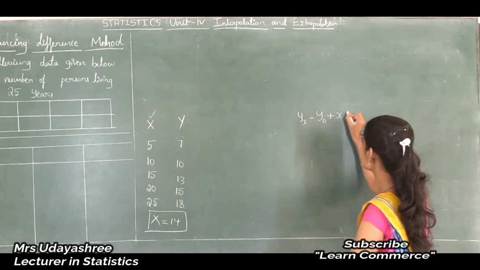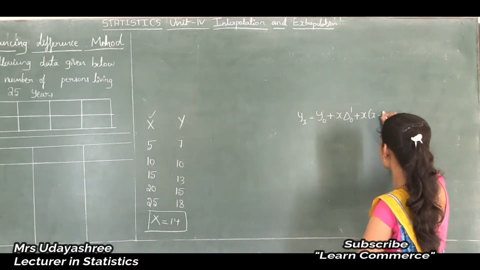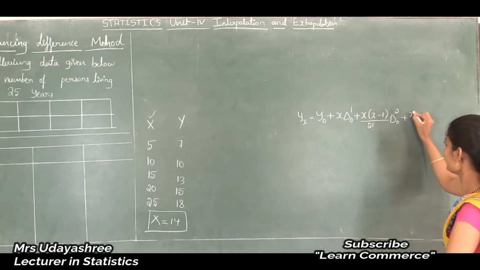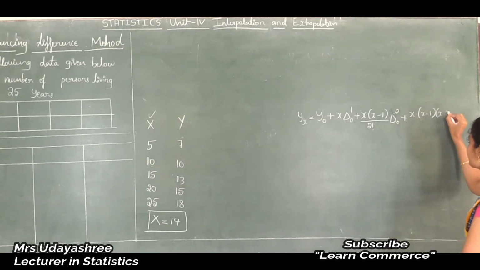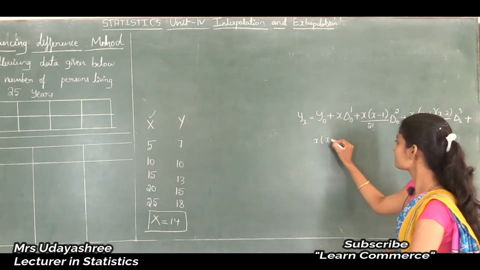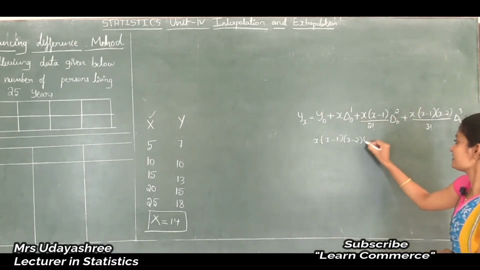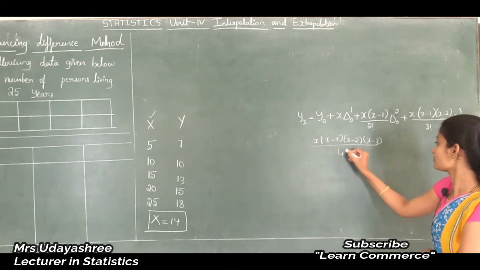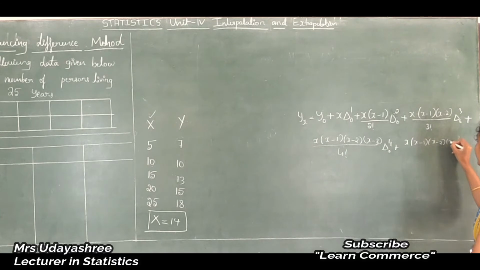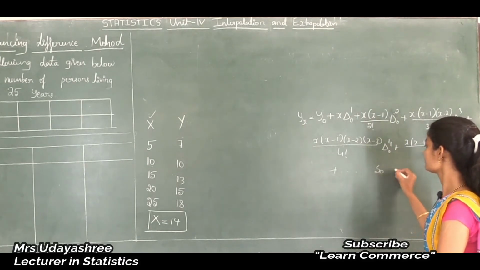y naught plus x into delta naught 1 plus x into x minus 1 divided by 2 factorial into delta naught 2 plus x into x minus 1 into x minus 2 divided by 3 factorial into delta naught 3 plus x into x minus 1 into x minus 2 into x minus 3 divided by 4 factorial into delta naught 4 plus x into x minus 1 into x minus 2 into x minus 3 into x minus 4 divided by 5 factorial into delta naught 5 plus so on. So like that it will continue.